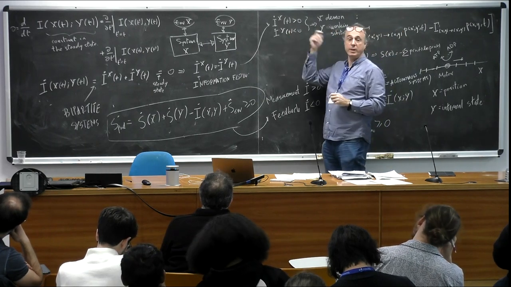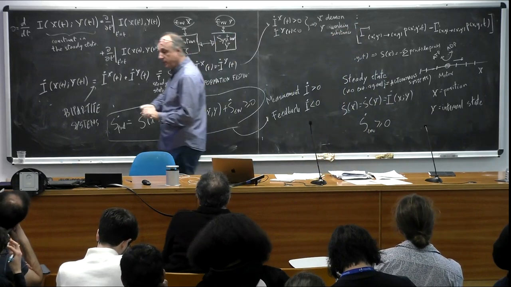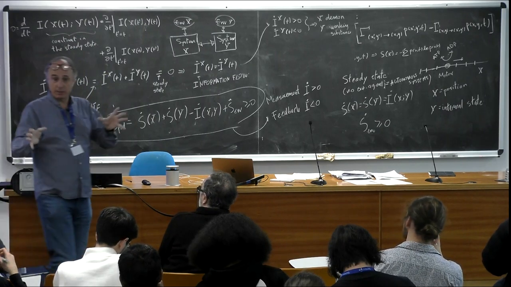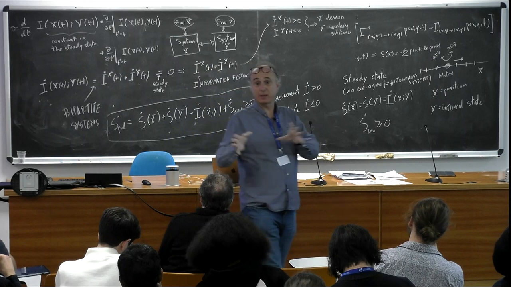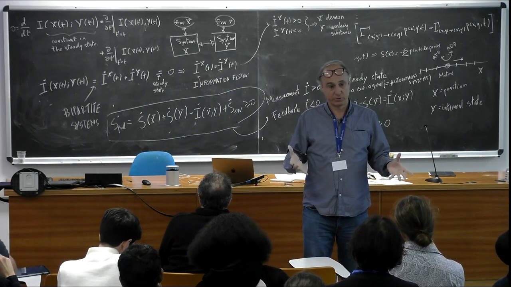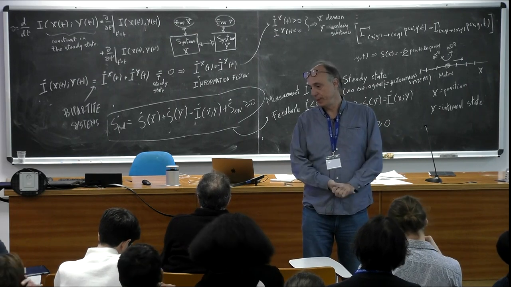And the other way around, of course. So the sign of the information flow allows us to interpret our machine as a daemon acting on something else. The information flow reveals who is the daemon and who is the other guy.